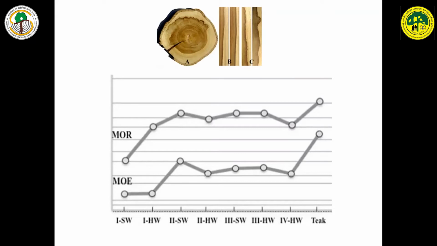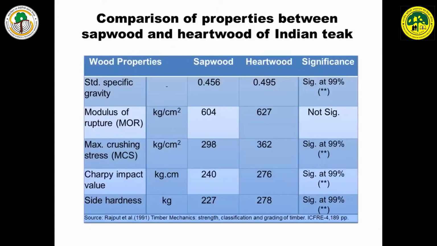Now, this just shows how the MOR and MOE increase from sapwood to heartwood for a certain duration, age, and then it becomes stagnant. And this is a scenario for the Indian teak. Here, the sapwood, heartwood, and their significance.